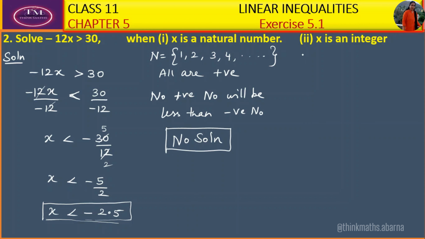Moving on. Okay. So, for the second one, x is an integer. So, integer means, we all know, negative values, 0 and positive values.